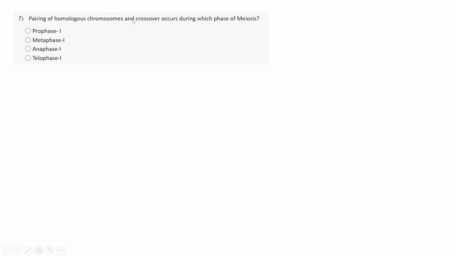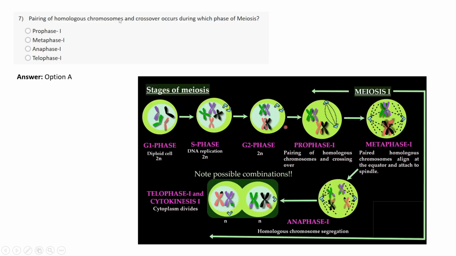Pairing of homologous chromosomes and crossover occurs during which phase of meiosis? So this is simple basically. It occurs in prophase 1. In prophase 1, generally the pairing and the crossover happen. In metaphase, generally the chromosomes are aligned. In anaphase, the homologous chromosomes are separated. In telophase, the cytoplasm is divided.